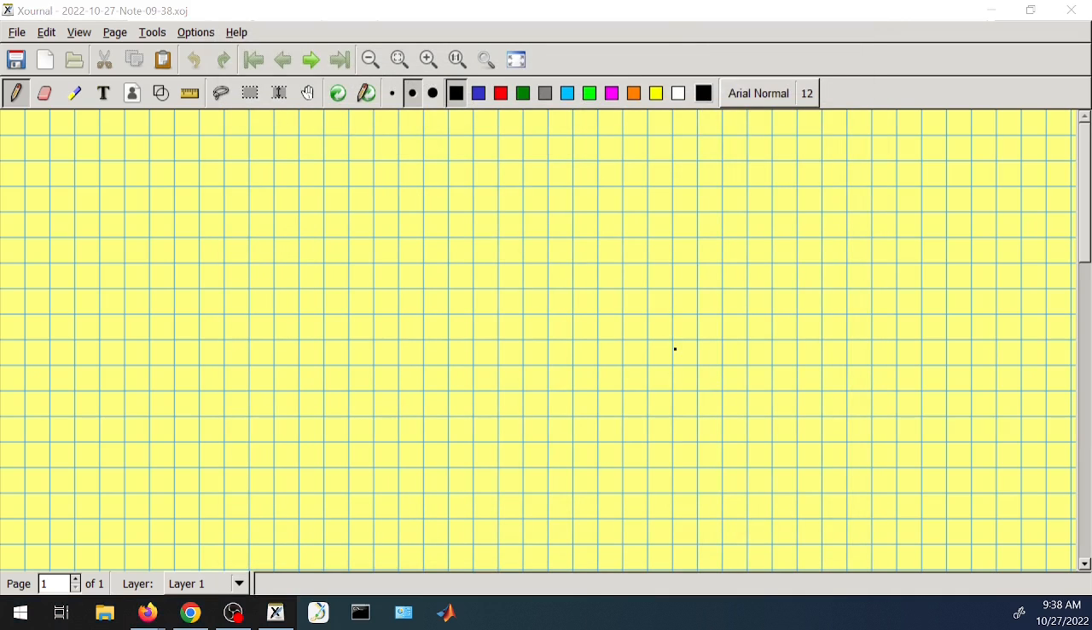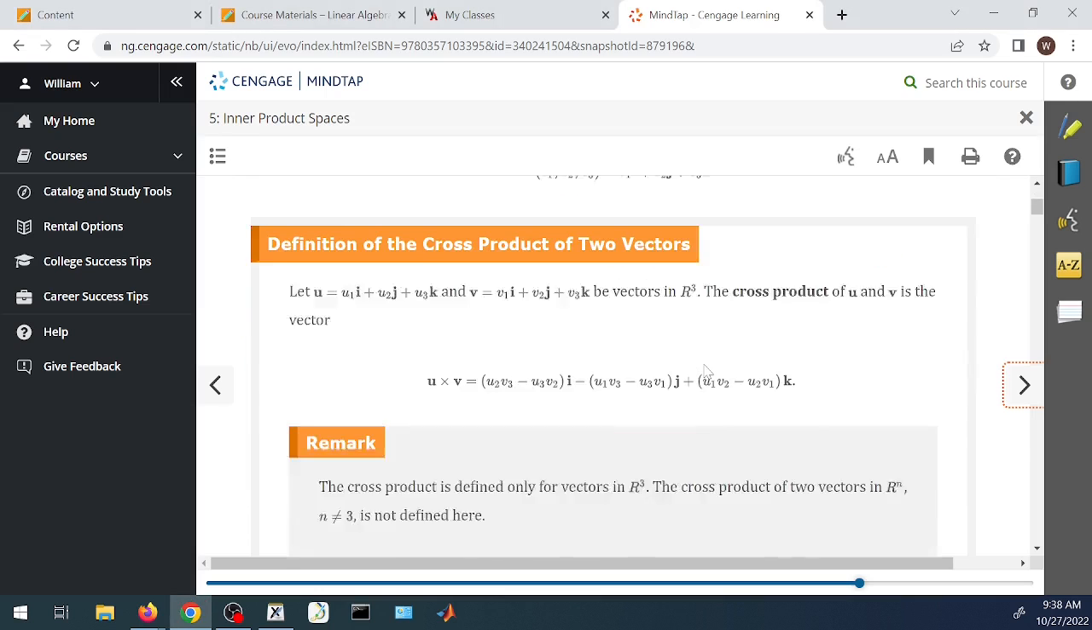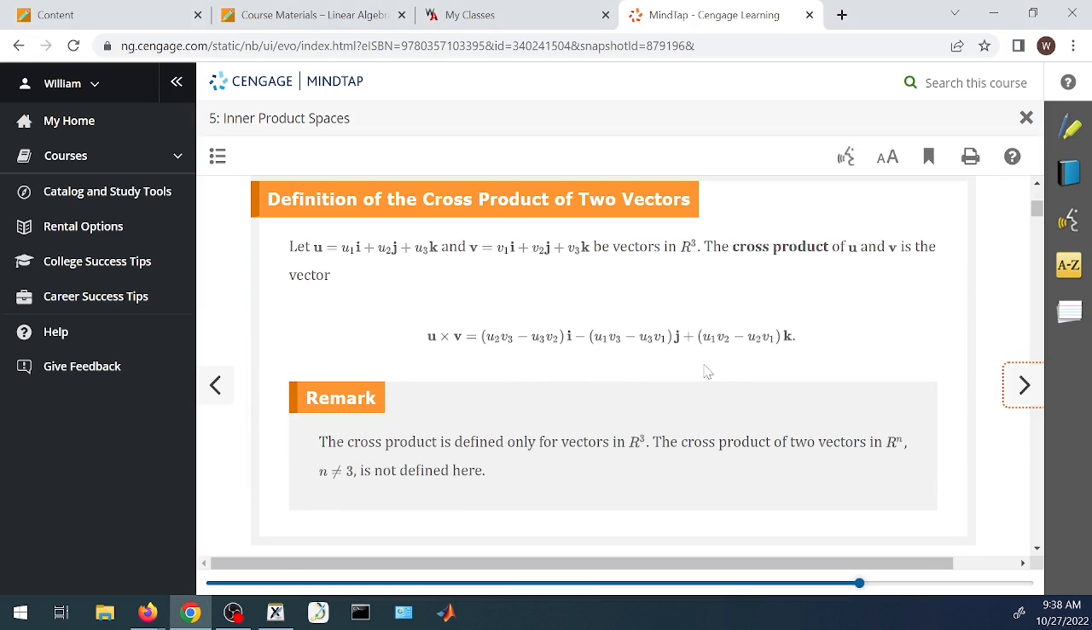Okay, let's go back to the textbook. All right, so as we were saying, two videos on cross products. Understanding the geometrical idea of a cross product and then understanding it as a linear transformation. Okay?